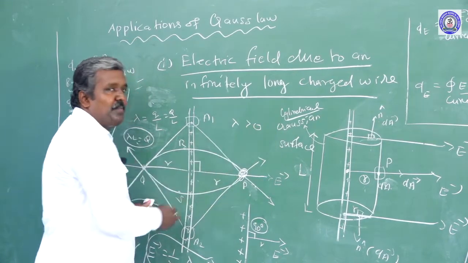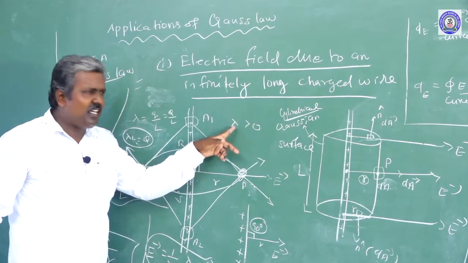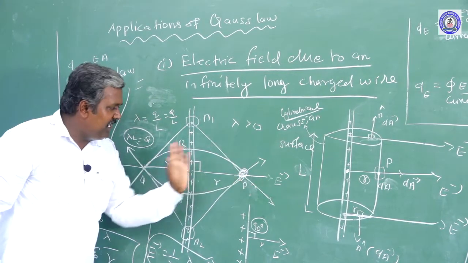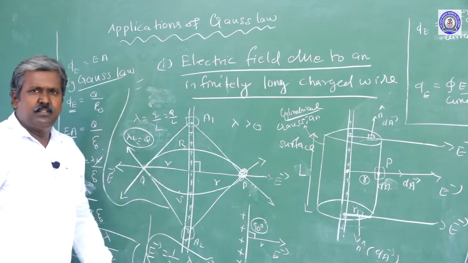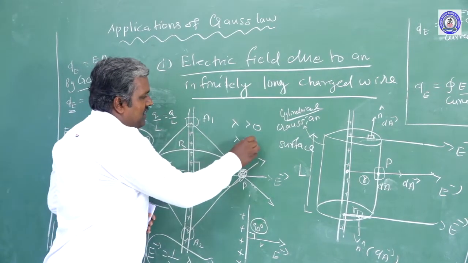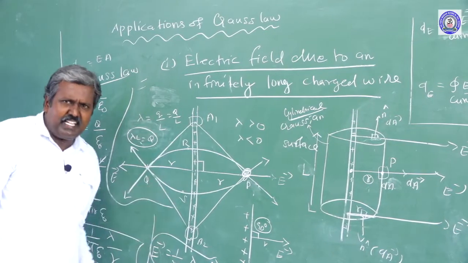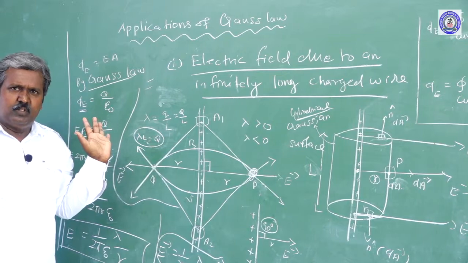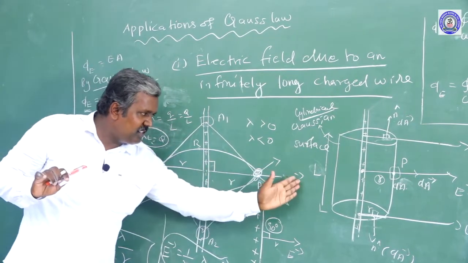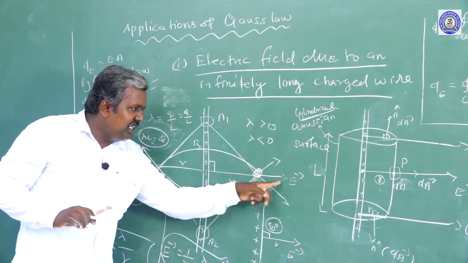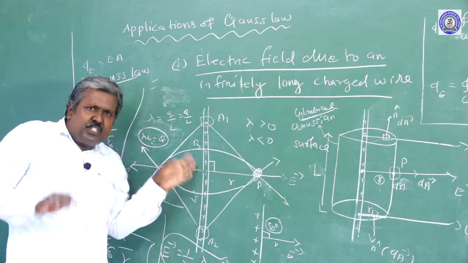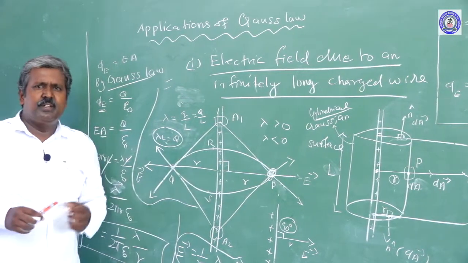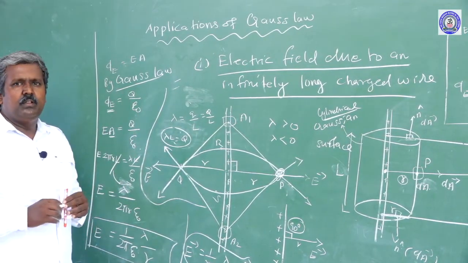Then the final point: if lambda is greater than 0, that means a positive charge, the electric field direction will be radially outwards. Lambda less than 0, that means a negative charge, the direction will be radially inwards. That is all. There is a major difference between positive and negative charge. Any doubt? Very, very important this. Clear?